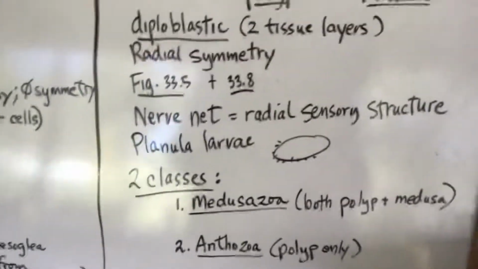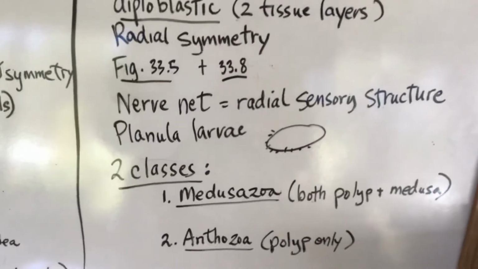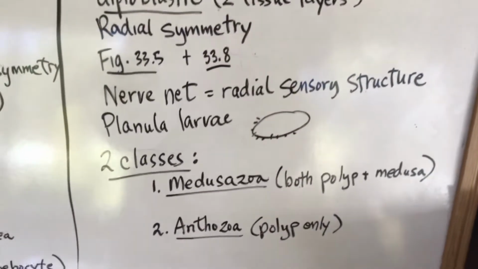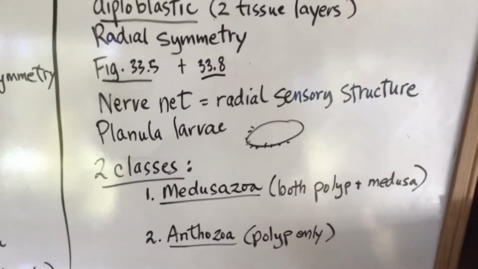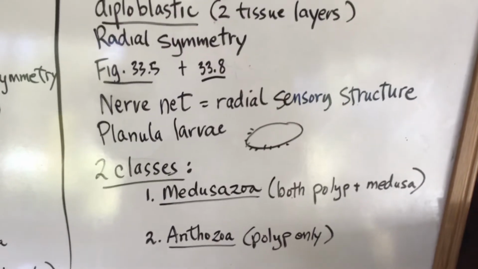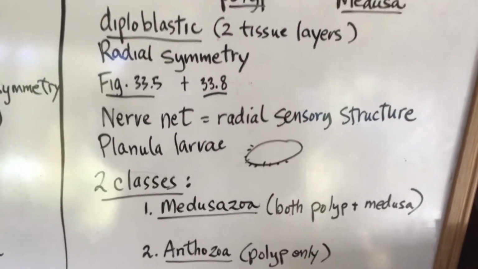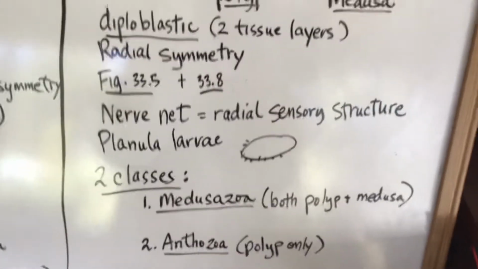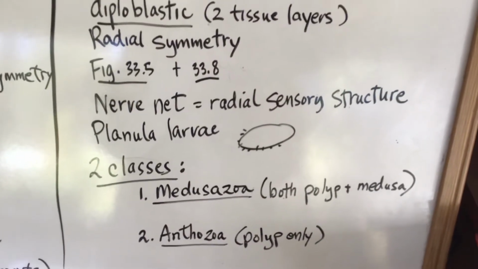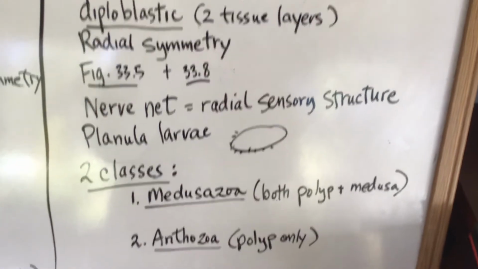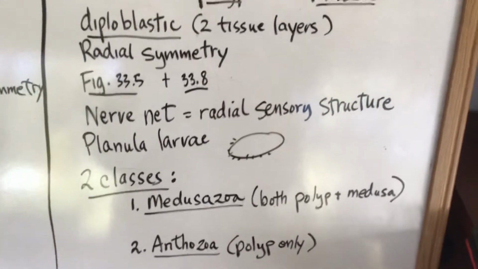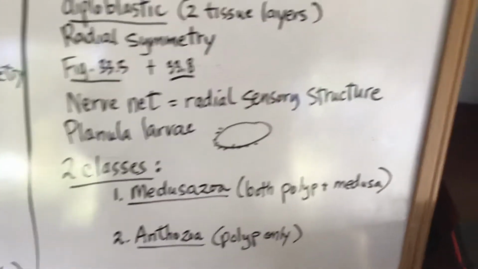All right, these guys also have something called a planula larva. So the planula larva can swim. It looks kind of like a paramecium, sorta. It's kind of like a hairy oval thing. It's bigger, of course, than a paramecium. They're small, but you could actually see them. And they swim around, and they perhaps will form a medusa in another location, or they will form a polyp in another location.